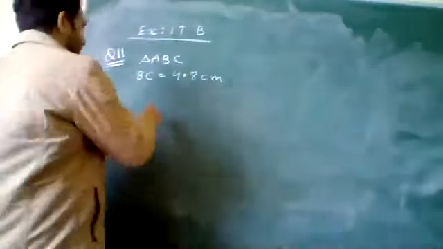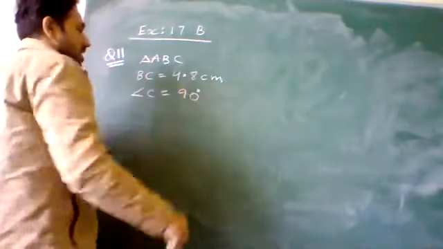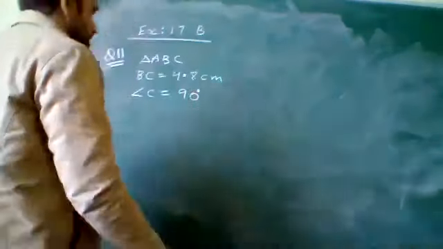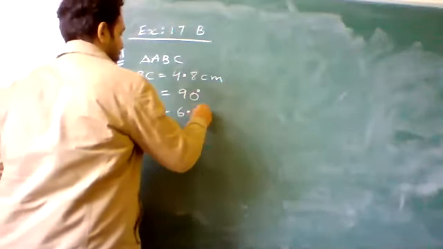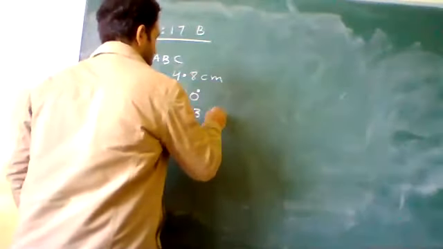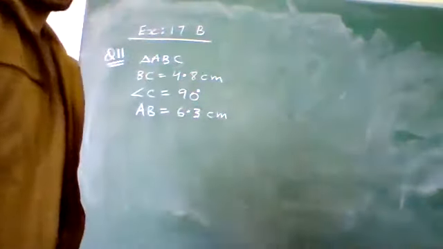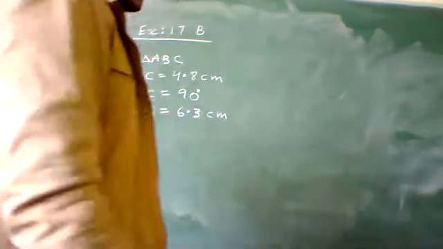Angle C you have to take as 90 degrees. Go on, write it right away. Angle C is 90 degrees. Then AB you have to take as 6.3 centimeters. So you have to construct this triangle.